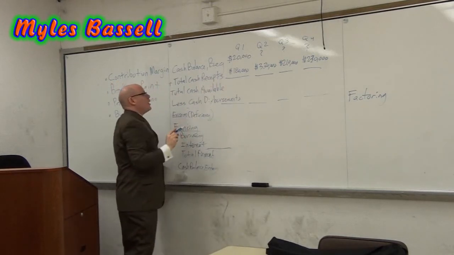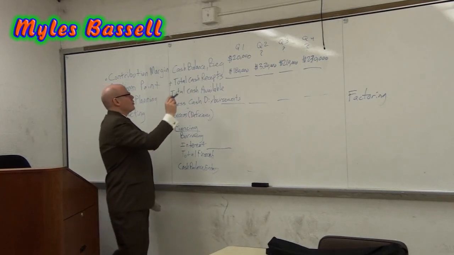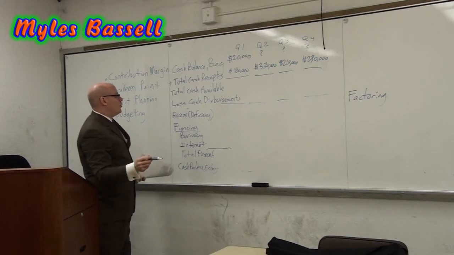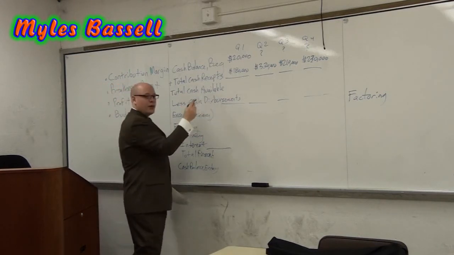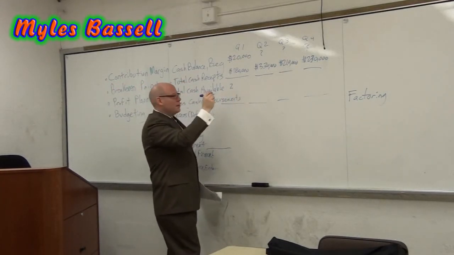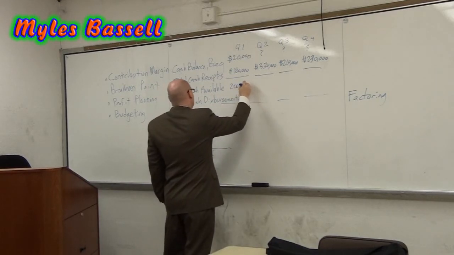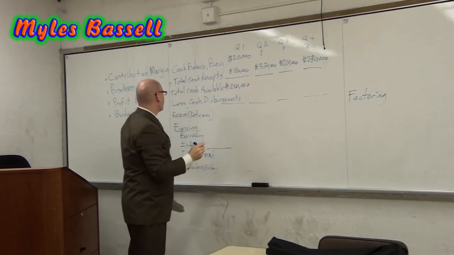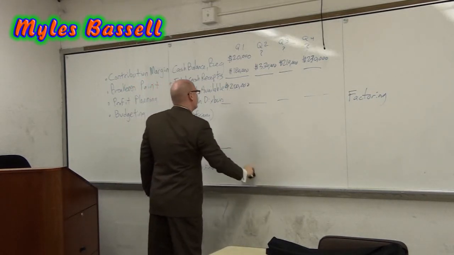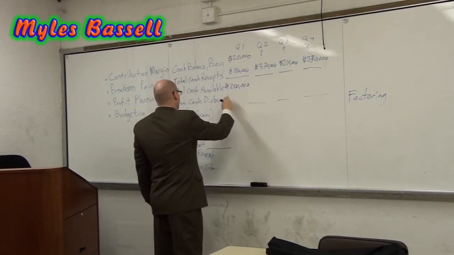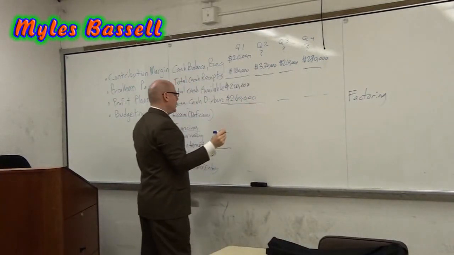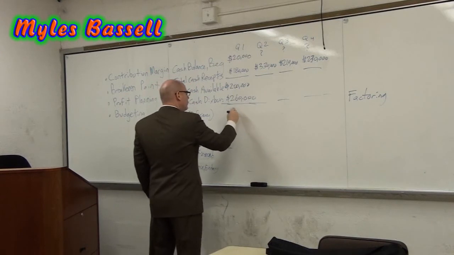So, at the beginning of the period, we had $20,000. We then received $180,000 in cash, which means that our total cash available is how much now? 200,000. And then, what is our cash disbursements? 260,000. So we have a shortfall. We have a deficiency, which in this case is 60,000.